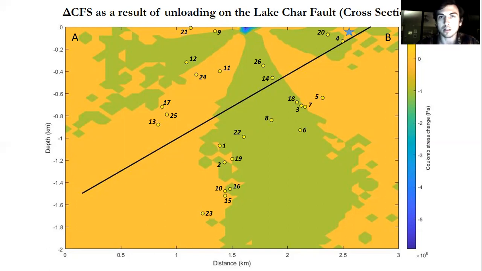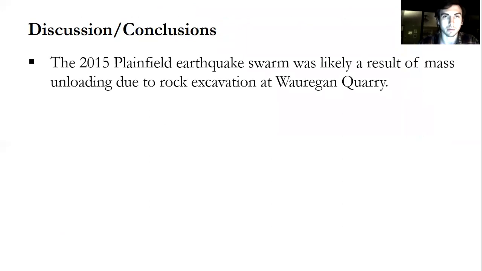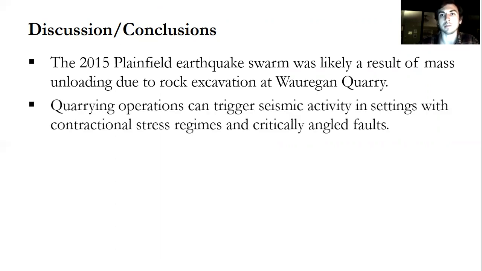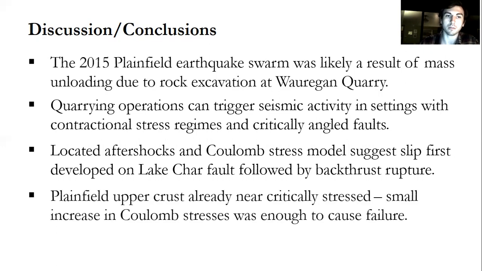So that brings us to the conclusions. Basically, the 2015 Plainfield earthquake swarm was very likely a result of mass unloading due to rock excavation at Wauregan Quarry. Quarrying operations can trigger seismic activity in settings with contractional stress regimes and critically angled faults. The located aftershocks and Coulomb stress model suggest slip first developed on the Lake Char Fault, followed by a back thrust rupture. Plainfield upper crust is already assumed to be near critically stressed, and there have been many measurements to support that notion.